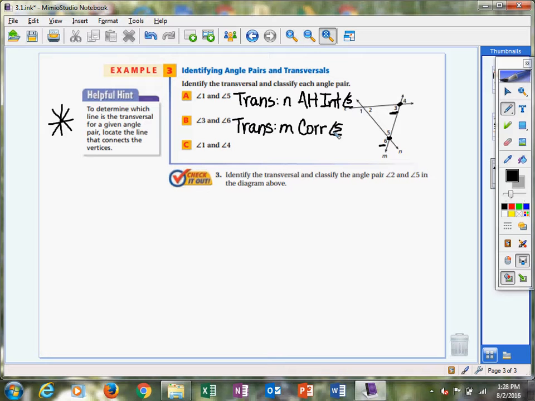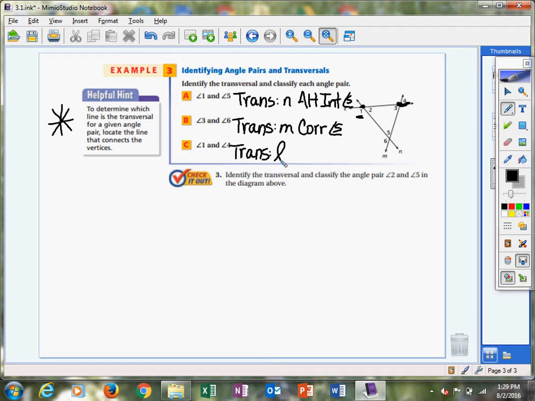All right, let's look at our last pairing. Angles 1 and 4. So we have to identify the transversal. Find where the vertices are. It looks like they lie on line L. So our transversal, and I'm going to do a curly L so as to not confuse that with the number 1. And then we have to classify. If L is my transversal, then how are 1 and 4 related?